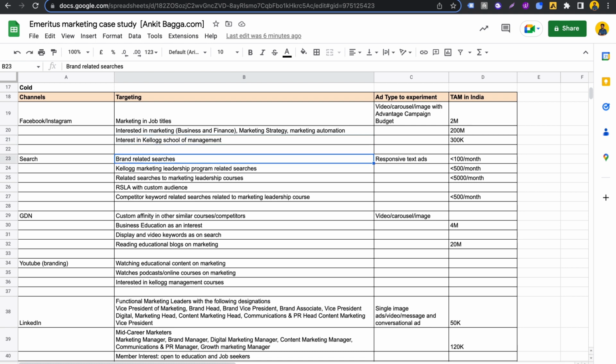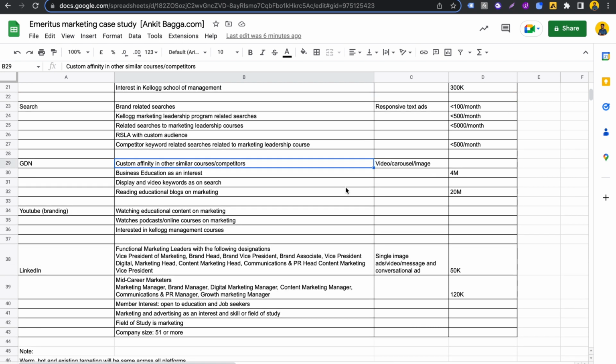In terms of search, you have brand-related search, responsive text ads to sort of play with. You have Kellogg's marketing leadership program-related searches. You have searches related to the marketing leadership program in general. Then RSLAs with custom audience and competitor keyword searches.